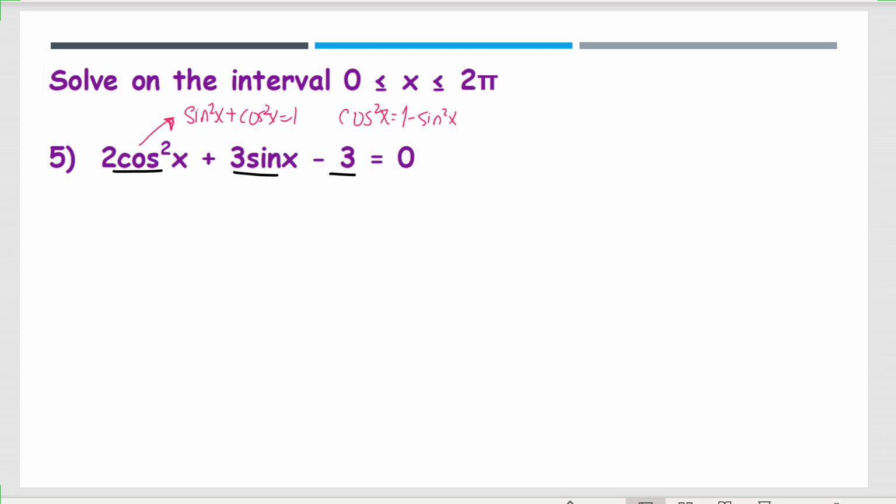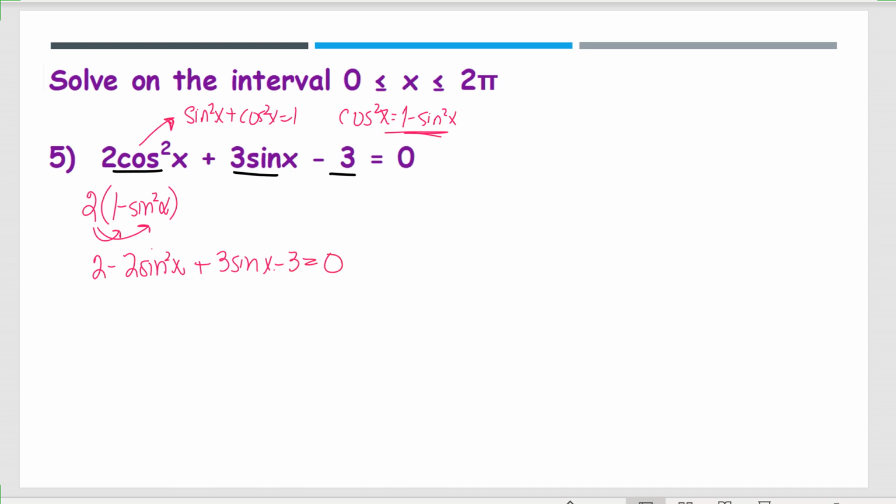So our first term, 2 cosine squared of x, is now 2 multiplied by the quantity of 1 minus sine squared of x. We've done that in other ones, so the only difference is now we have a 2 in the front, and you better distribute that 2 through to both of those terms. That is the biggest common goofy mistake that we tend to make, so don't do that one. So 2 cosine squared of x turns into 2 minus 2 sine squared of x after we've replaced and multiplied through by 2, plus 3 sine of x minus 3 equals 0. That's the rest of the equation.